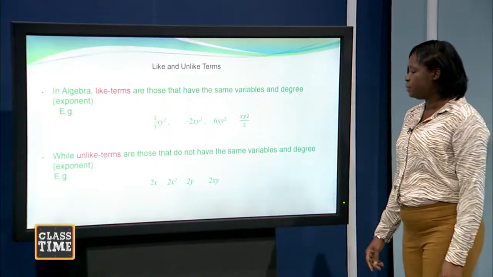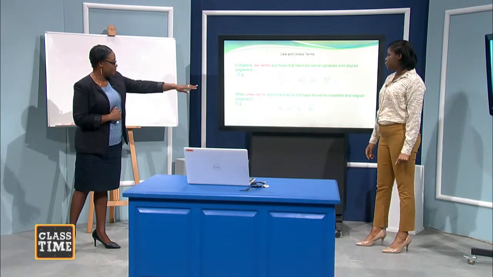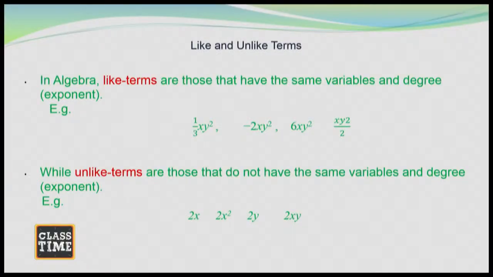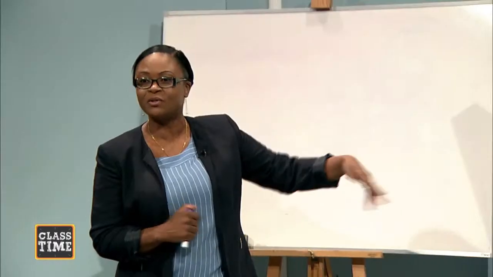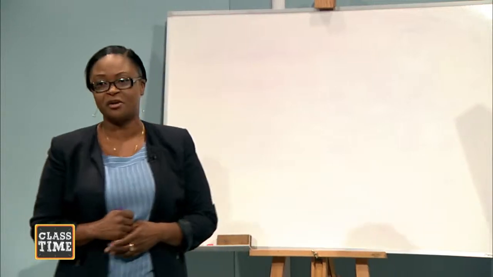So even though they have the same variable in terms of the letter, yes, their exponents are different, making them unlike terms. And similarly, even though we have x in the final term, 2xy, we appreciate and understand that we don't have any more xy combination in any of the terms. So, of course, those are unlike terms.